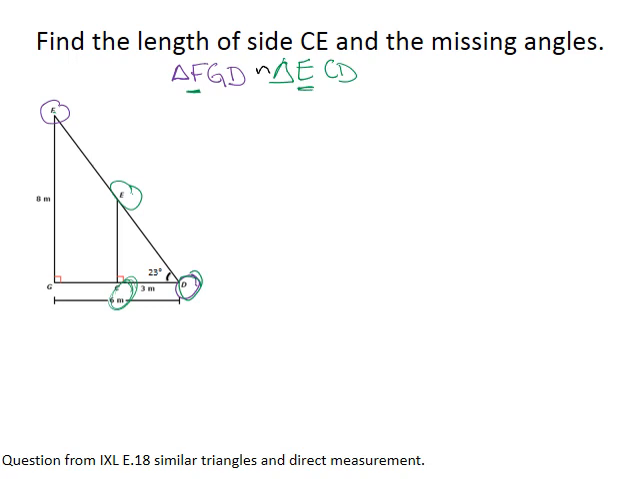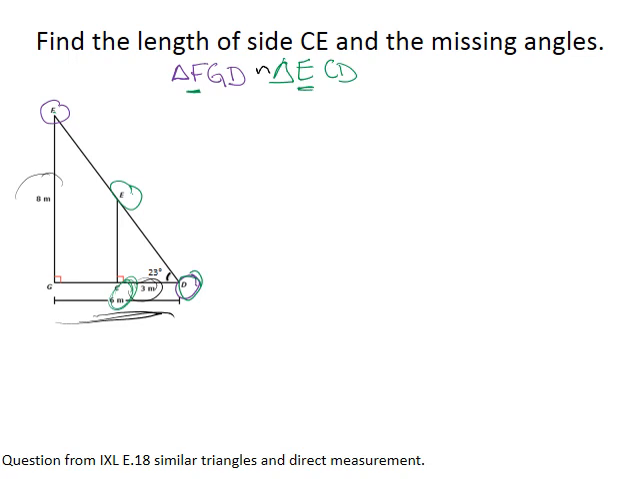Okay, this side length down here is 6 meters. And that is side GD. Now side CD is 3 meters. And we know that side FG is 8 meters, but we need EC.